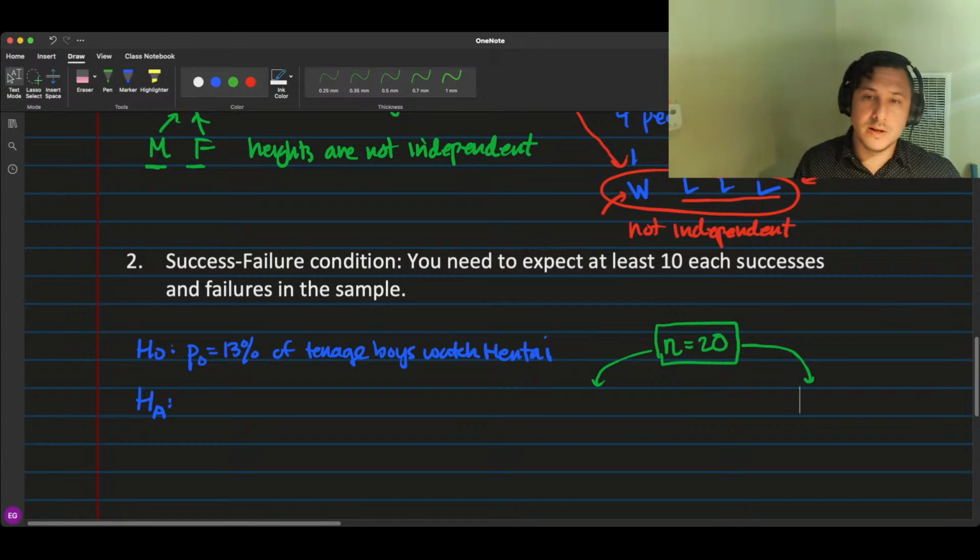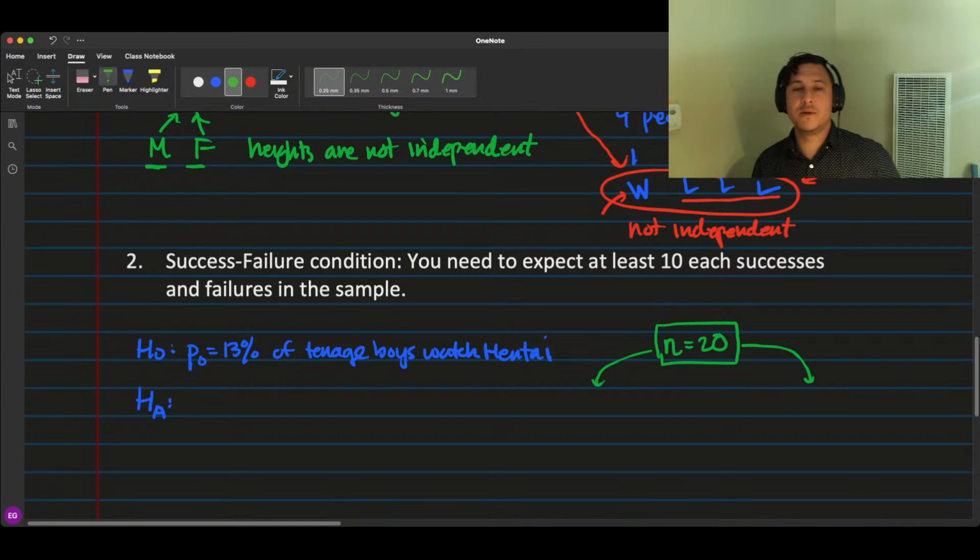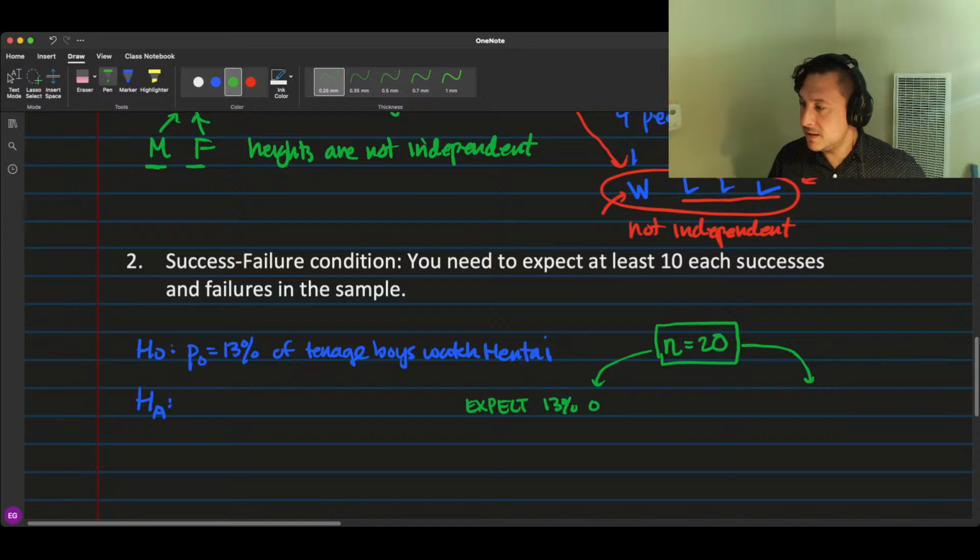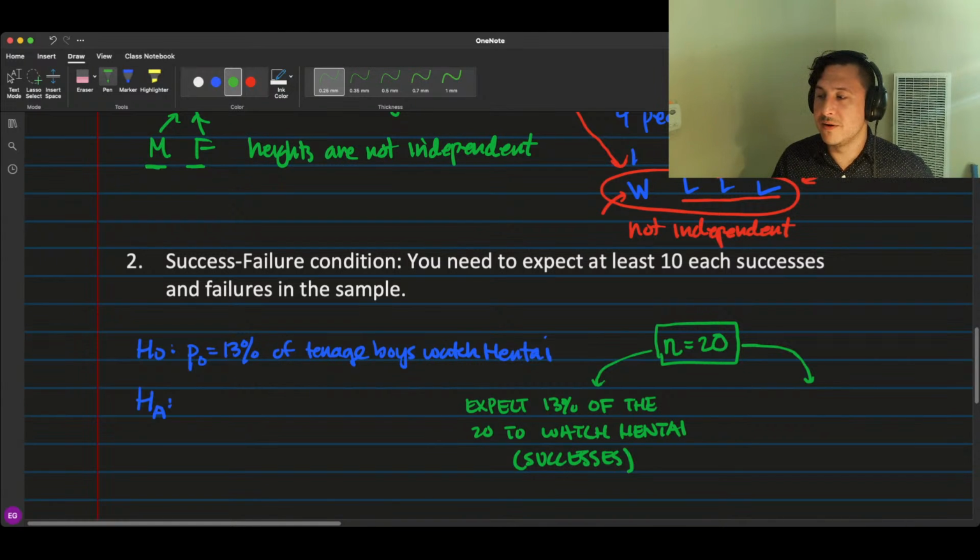Remember how we always assume the null hypothesis? We've collected 20 guys for our sample. What percentage of them do we think watch hentai, given what I've written down? Yeah, exactly. So you would expect 13% of the 20 to watch hentai. These people would be called the successes because they successfully meet your criteria. You're looking for the 13% of people who watch hentai.